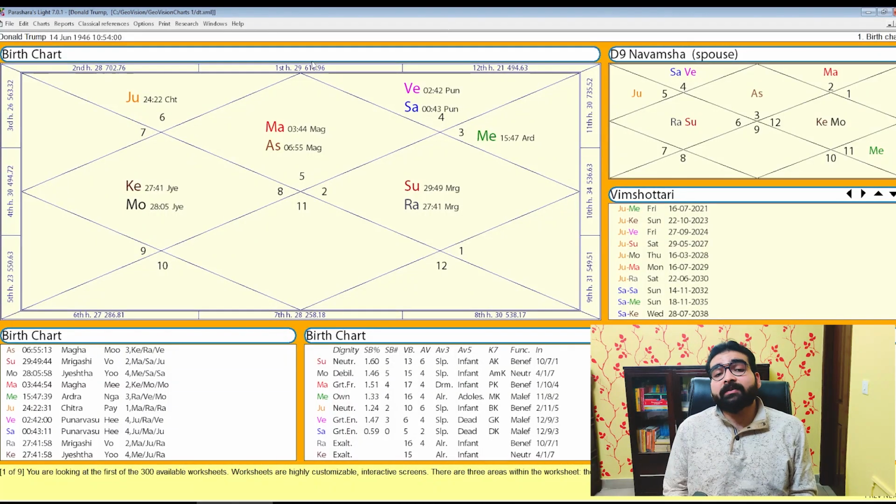So you are seeing here the chart of Donald Trump. Everybody knows he married 3 times and all 3 marriages ended in divorce. Several relationships have been there and none of them survived. But why? Let's see. If we apply simple principles which most people apply for seeing marriage, then you can't justify his 3 marriages in the chart.